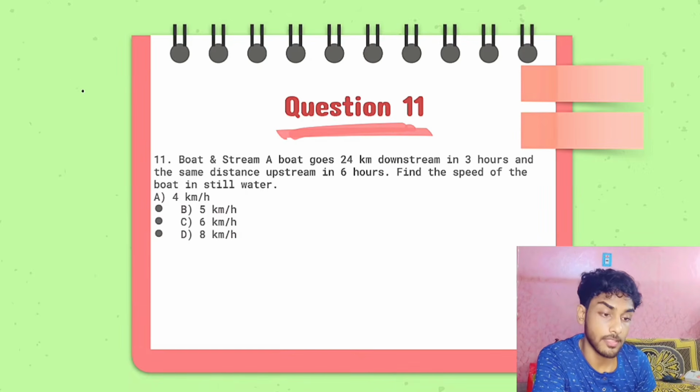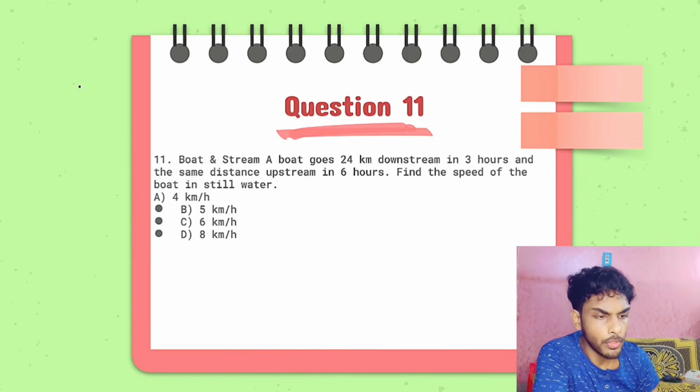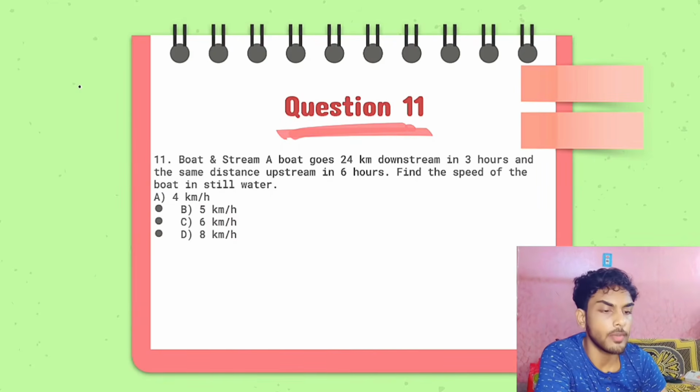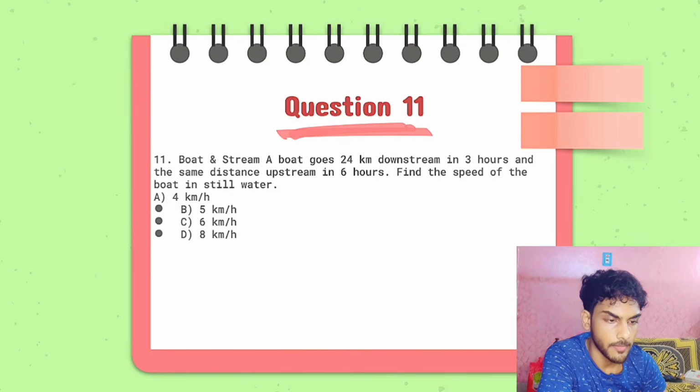Boat and stream. This is a very important question, and this topic is very important. Once again, a boat goes 24 km downstream in 3 hours and the same distance upstream in 6 hours. Find the speed of the boat in still water.